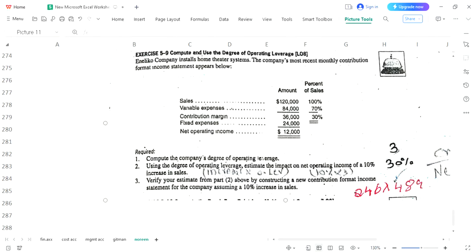Today's target is to solve question number 5.9. The chapter we are related with is cost profit volume analysis. We have discussed several concepts before the solution of this question, like fixed cost, variable cost, total cost, contribution margin per unit, contribution margin ratio, break-even point in units, and break-even point in ratio.